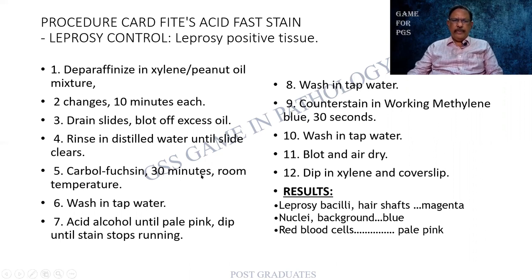Carbol fuchsin is used for a period of 30 minutes at room temperature. Remember, the method that we are following is a cold method. No heating is done. Wash in tap water, acid alcohol is used, and finally, you counterstain it with methylene blue if you are going to do an acid fast stain. In the case of a Fite-Faraco, this will be the modification that is done. Wash, blot and dry, dip in xylene and mount.